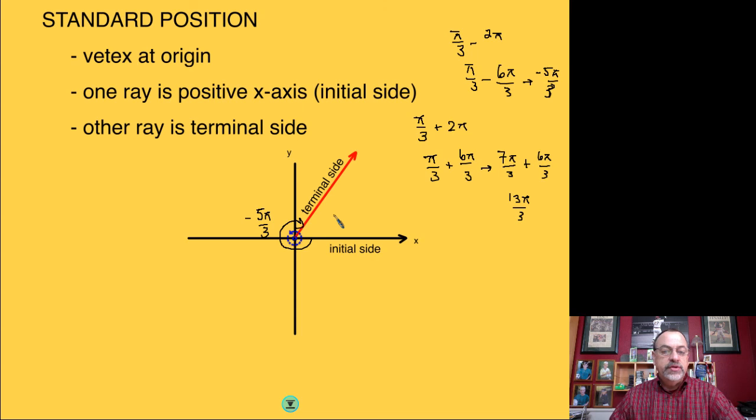To determine a coterminal angle, you simply add 360 degrees if you're in degrees, or you add 2 pi radians if you're in radian measure. If you're sketching these, and you will be asked to sketch, you want to sketch it how we did here.